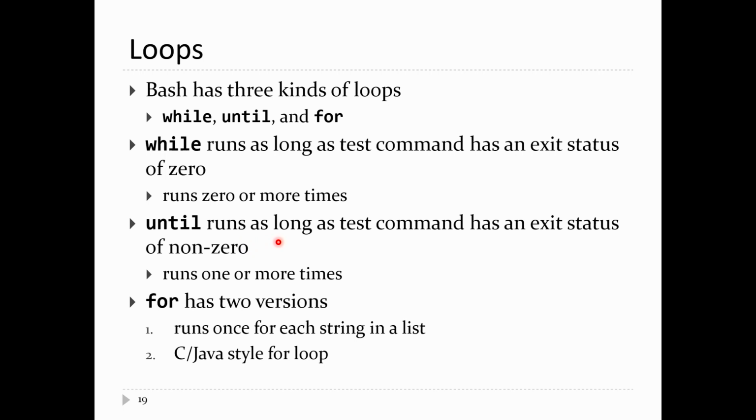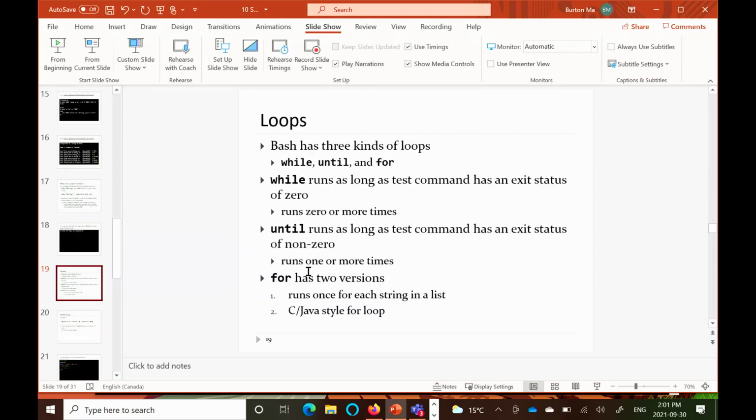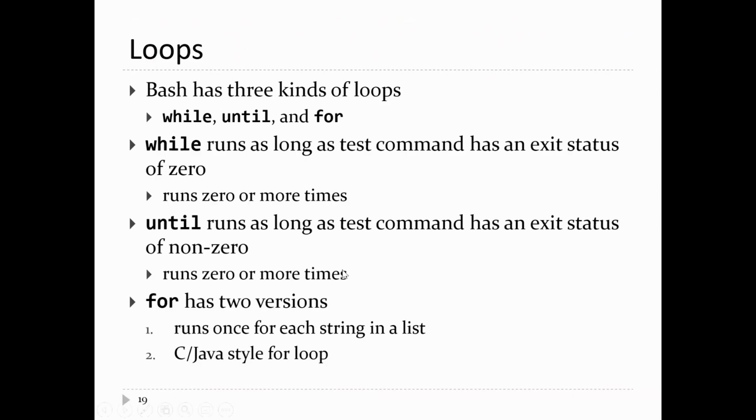Until is like a do while loop in Java, right? So until runs as long as a test command has an exit status of non-0, and that means it runs 1 or more times, right? Is that true? No, that's still 0. That's the second bug in these slides. Sorry, that still runs 0 or more times, which is not like the do while loop in Java. Sorry, I misspoke there too. I'll show you an example of that in a second.